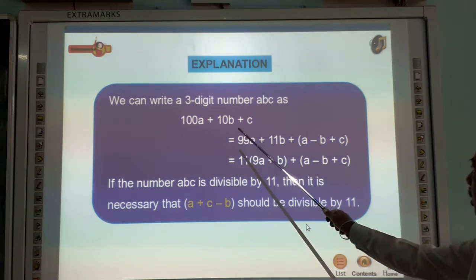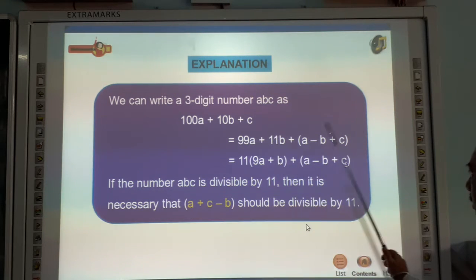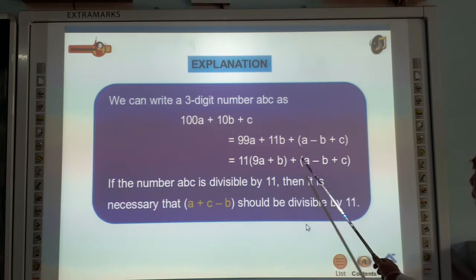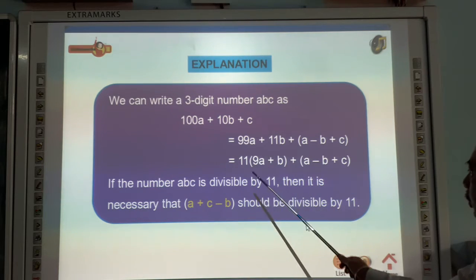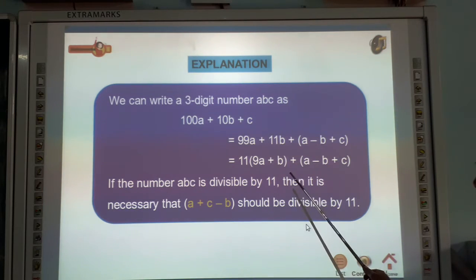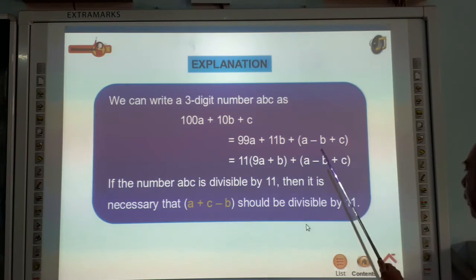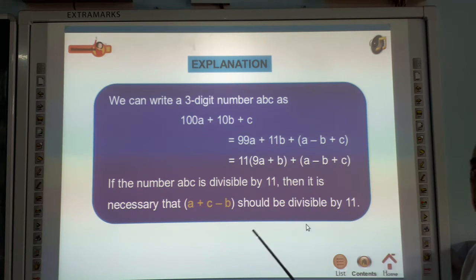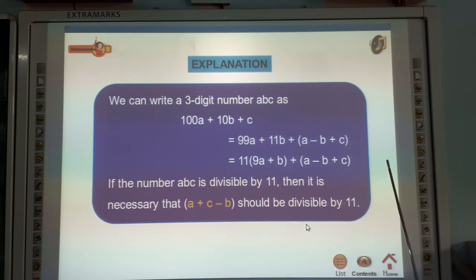10 is split as 11 minus 1, so 11B minus B, and C as it is. So 99A plus 11B plus, within the bracket, we have A minus B plus C, and then 11 is taken out common and 9A plus B is left over, which means this part is a multiple of 11. If this is also a multiple of 11, then the complete number will be divisible by 11. It means that if the sum of odd minus even is a multiple of 11 or 0, then the number will be divisible by 11.